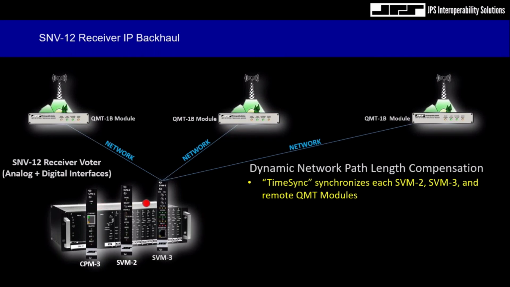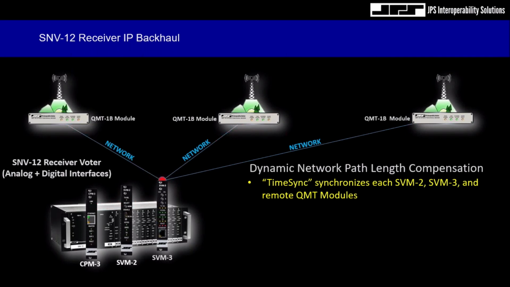The CPM3 control processor module periodically issues an internally generated timestamp that is shared with all SVM2, SVM3, and QMT1B modules. The time sync occurs at a rate of every 60 seconds and can be adjusted between 0 and 90 seconds. This is effectively virtually resetting the internal clocks of all modules every 60 seconds, but also provides a timestamp reference with respect to unsquelched events that might occur when a receiver begins receiving.